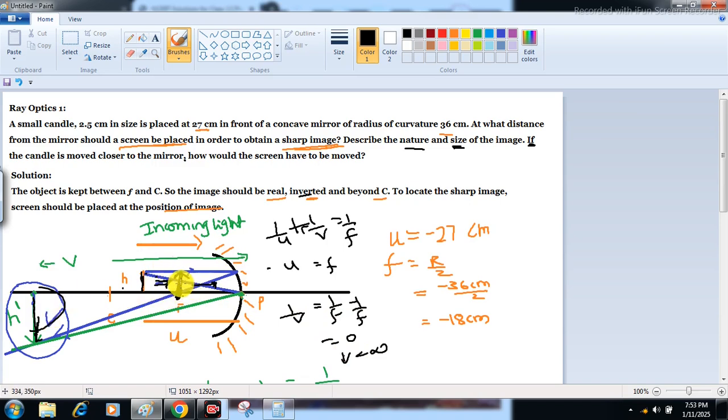If the candle, that is the object, is moved even closer to the mirror, the image becomes virtual. That is, the image appears to be formed behind the mirror. So we cannot get a sharp image on the screen because it is virtual. This is about what is called a virtual image.